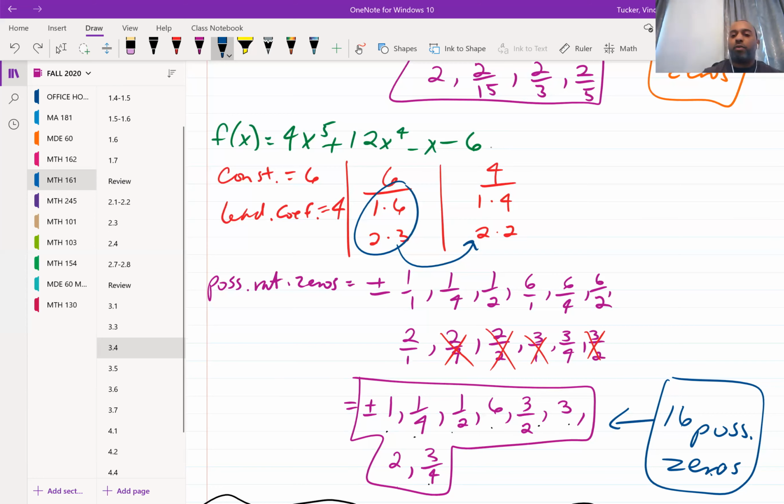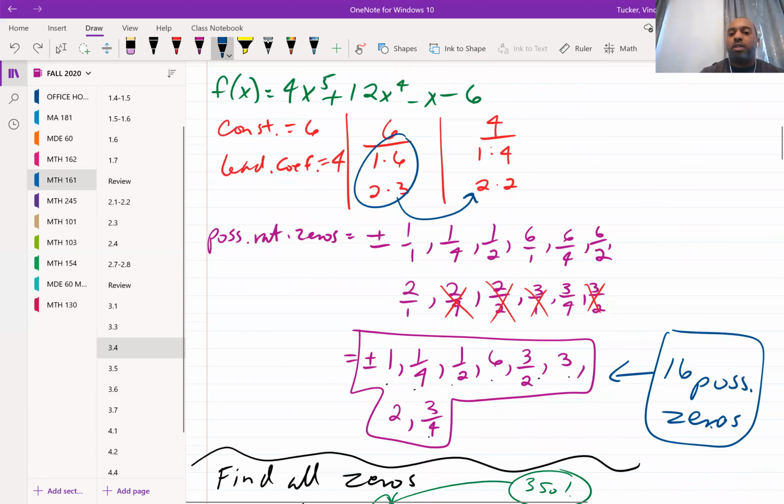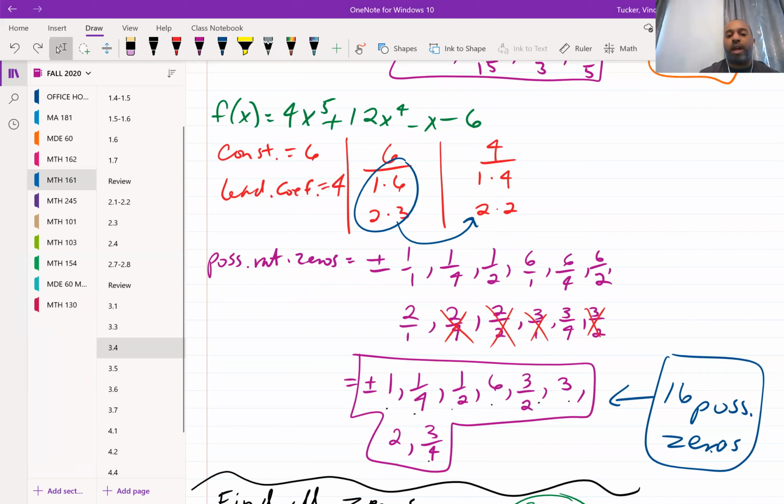Any problems before we do it again, but actually take it to the next step and actually find our actual solutions?